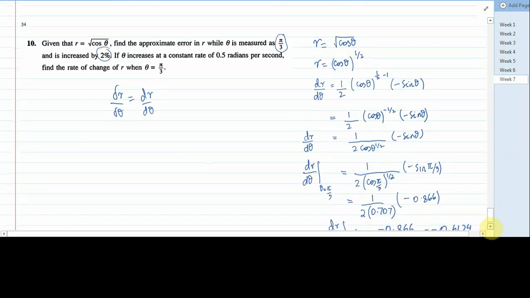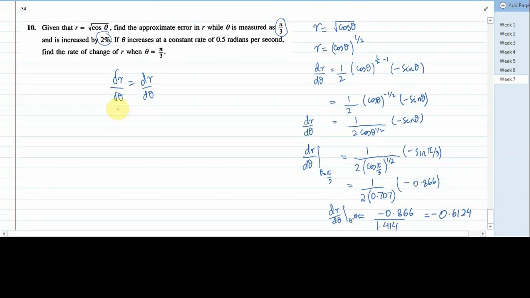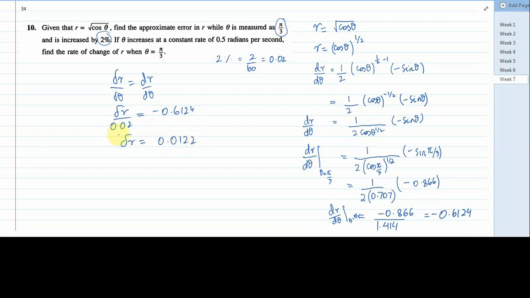And now I'm going to place the value in this equation. So increased by 2%. So what is 2%? 2% is 2 over 100, so it means 0.02. That is my change in theta. So delta r, the small change, divided by 0.02 is equal to dr over d theta, which is minus 0.6124. So when you multiply it with 0.02, the change in r is equal to 0.0122. So that is my answer for delta r.